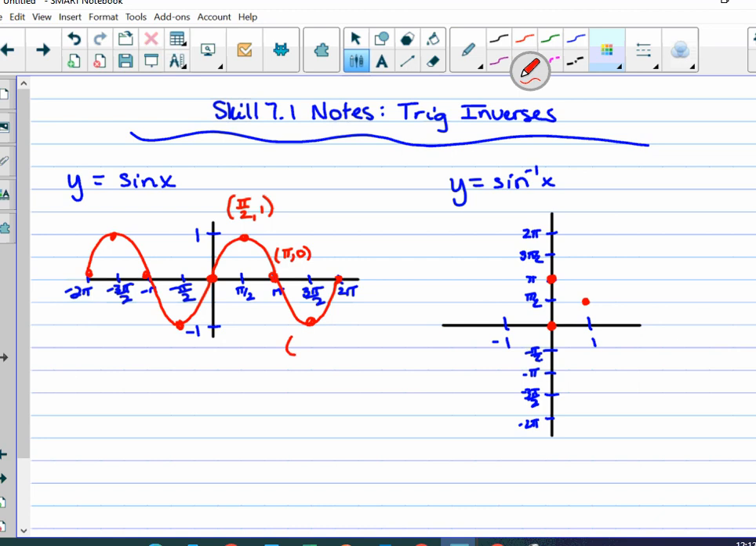3 pi over 2, -1 will give me -1, 3 pi over 2. And the last one, 2 pi, 0 is 0, 2 pi. Now, you could plot all the points on the left side, or do you guys see the pattern? Can you follow it? Okay, that's what I would do. And then you can draw in the inverse graph.